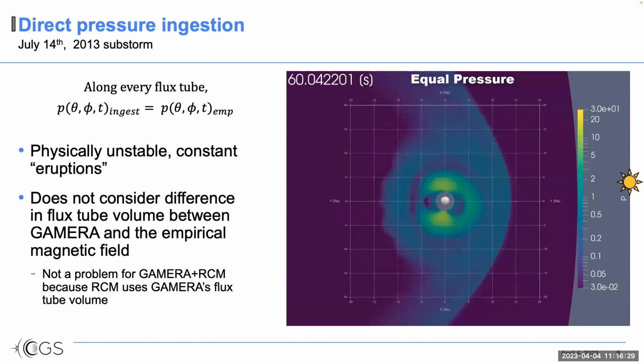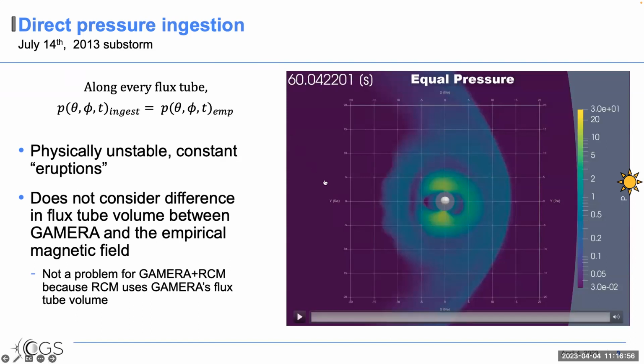Okay, so we'll take a quick look at our first attempt at implementing this pressure ingestion. The method seems very straightforward and maybe intuitive at first, where along every flux tube, the target pressure that we're going to tell MHD to ingest is simply whatever pressure the empirical model says should be there.